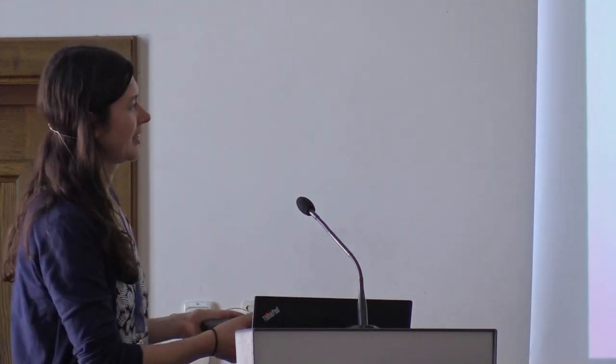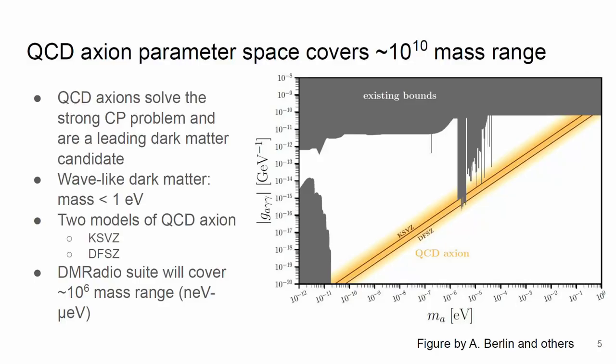So first, axion parameter space. Here is, on the y-axis, the coupling to photons, and then the mass range of the axion. There are some existing bounds that carve out this space. Some experiments did a great job of probing these axions. And the QCD axion lives on this yellow line, with two popular models called KSVZ and DFSZ.